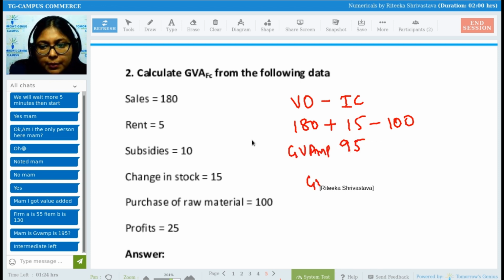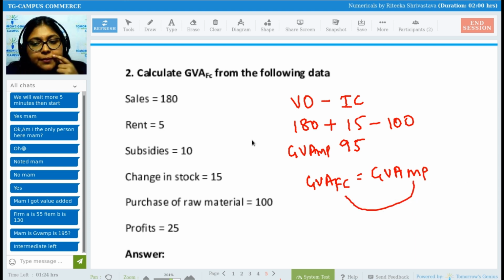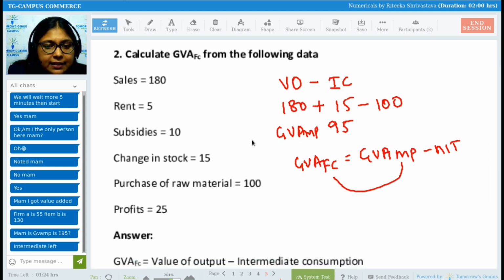Now from GVA MP you have to go to GVA FC. So everything as it is, you just have to convert MP to FC. What do we do to go from MP to FC? You say minus NIT. And NIT's formula is IT minus subsidies. But IT is given to you in the question. Yes, ma'am. Where is it given?